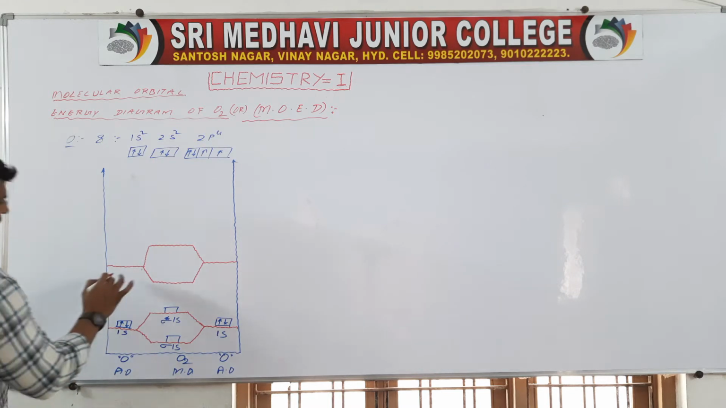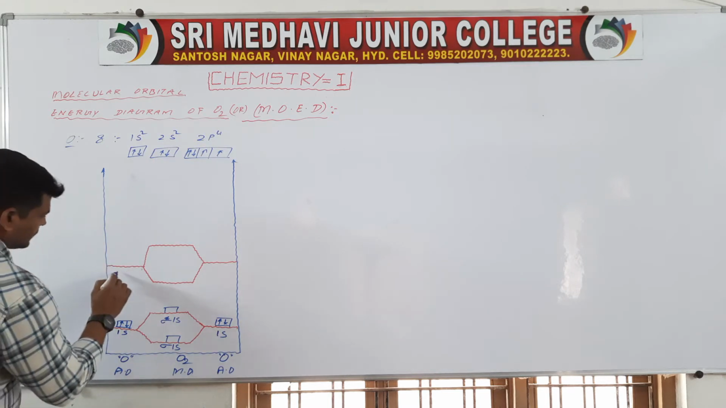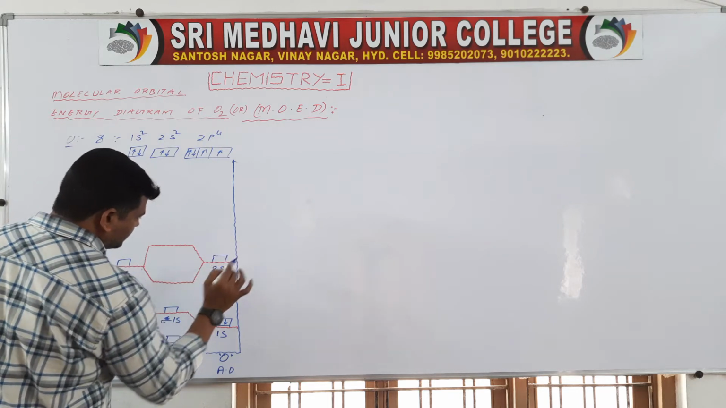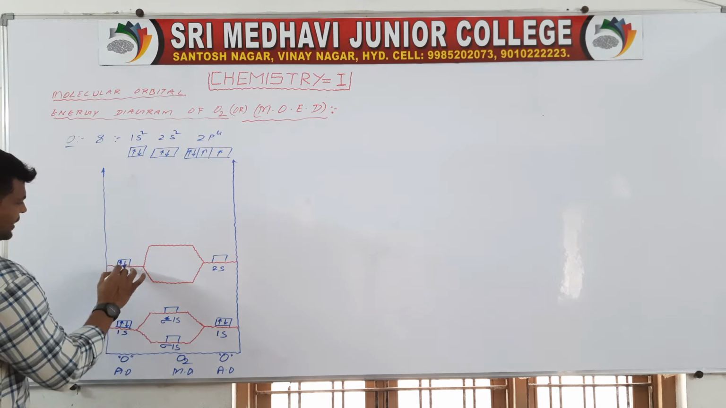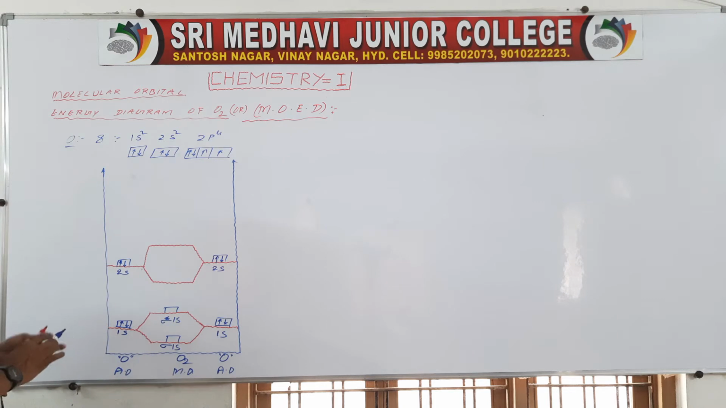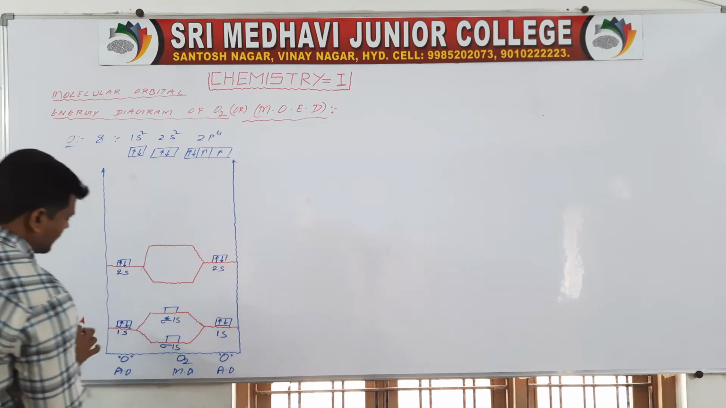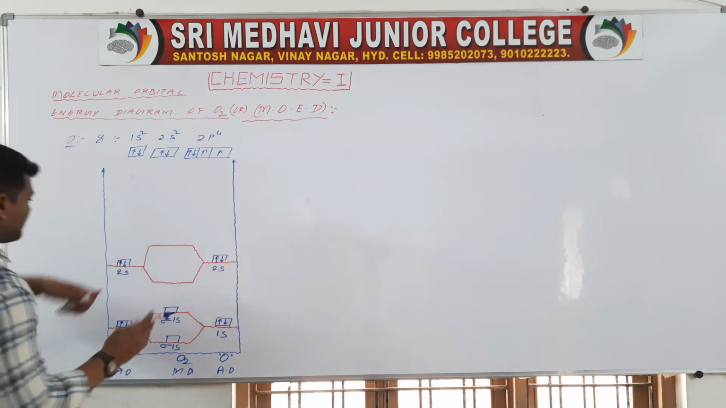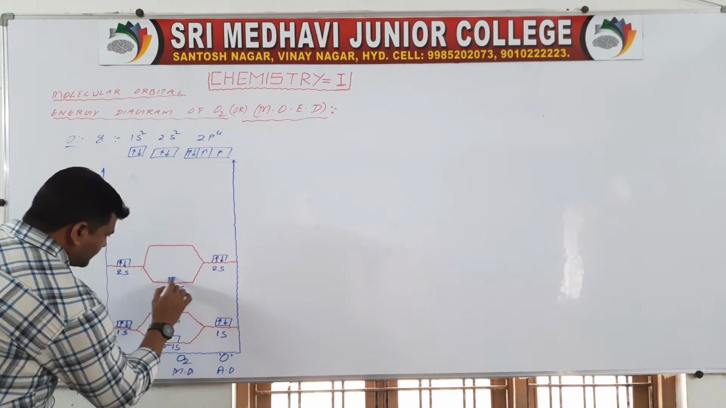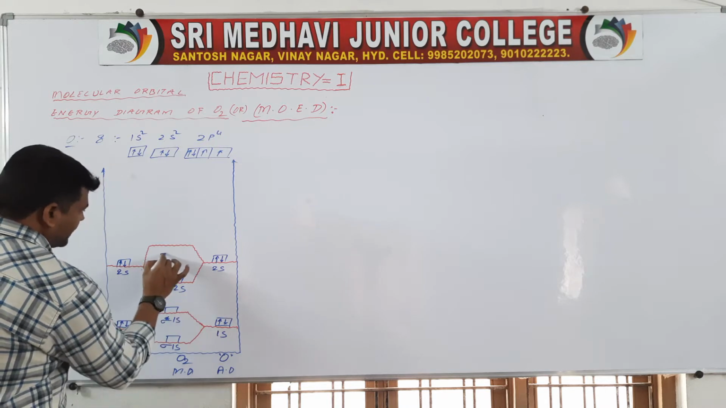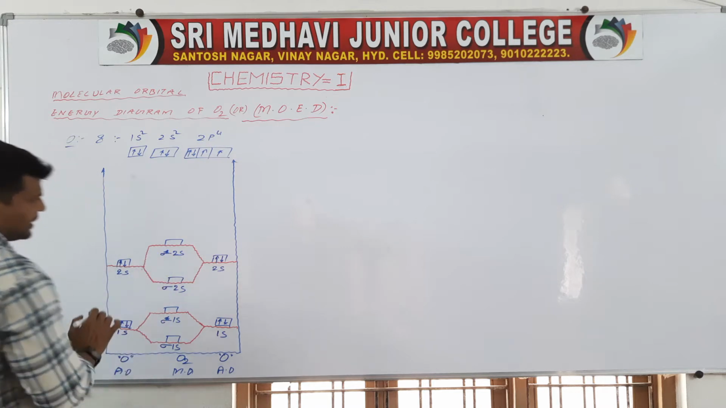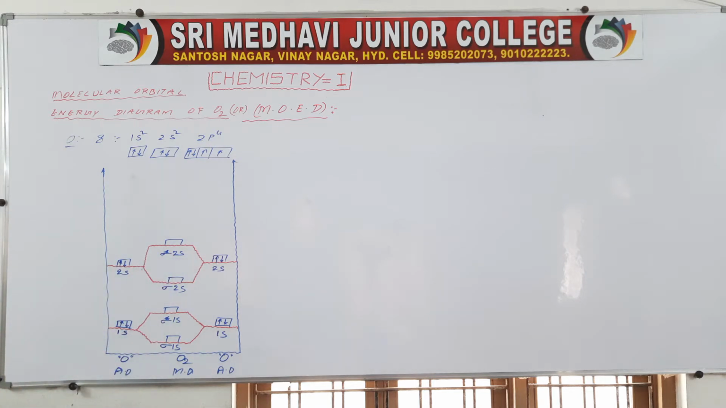Then this is a 2s, this is a 2s. Here how many electrons does it have? 1, 2. Here how many electrons does it have? 1, 2. It is sigma 2s. It is sigma star 2s.